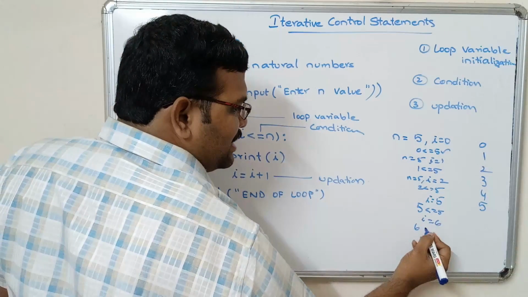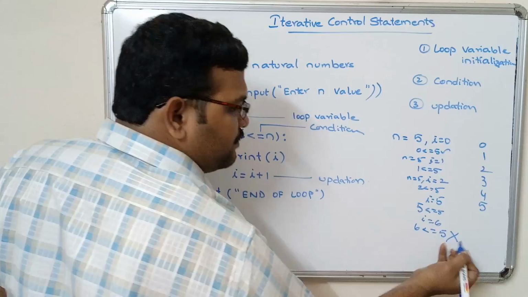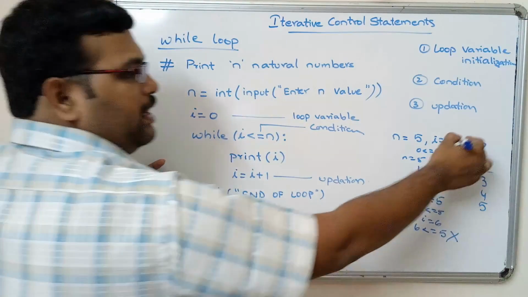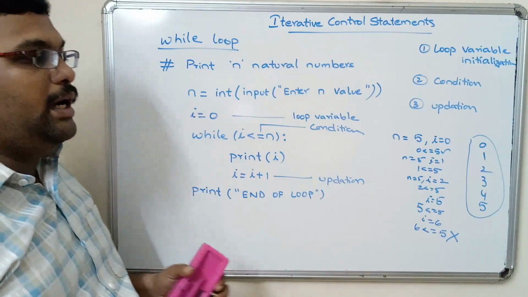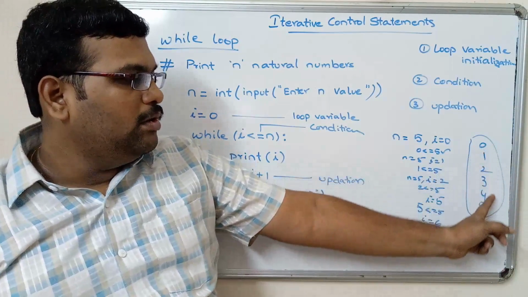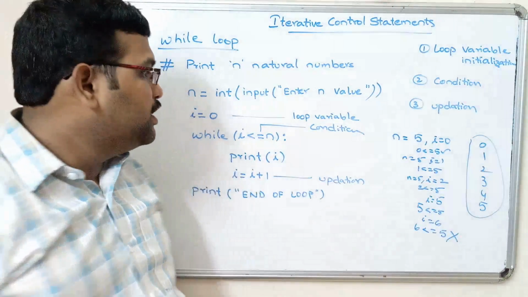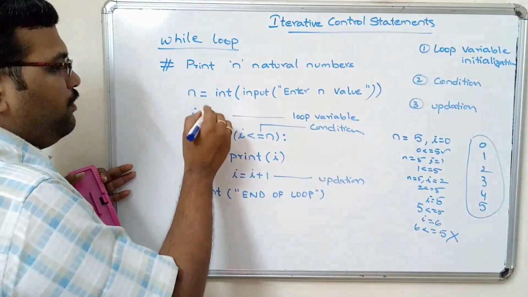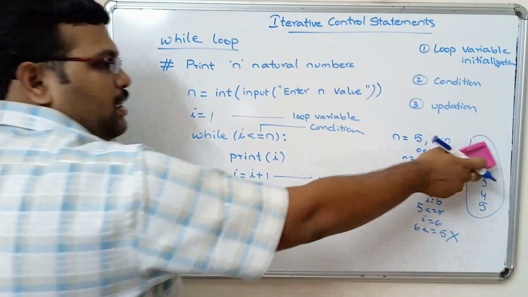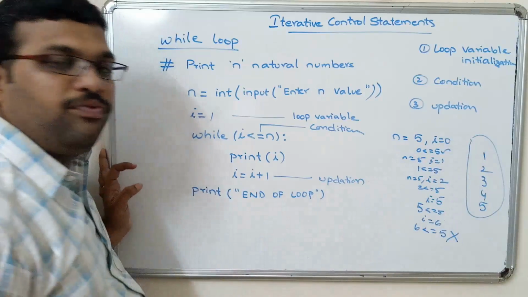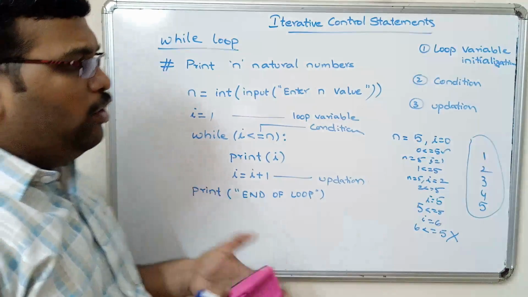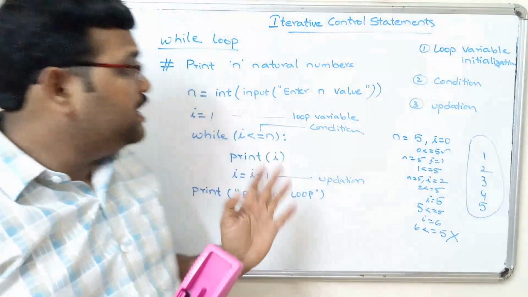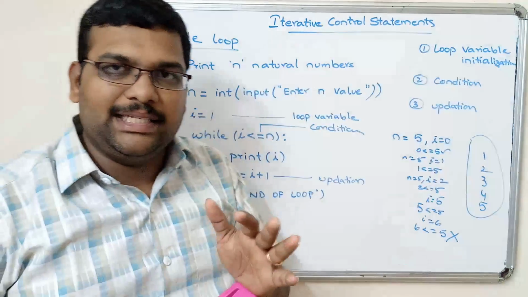So 6 less than or equal to 5, here the condition is false. So automatically the result will be 0 to n. Right? Starting from 0: 0, 1, 2, 3, 4 and 5. So if you initialize this 0 with 1, the display will be from 1 to 5. So hope you understood this simple thing. So in this while loop we have to follow all these three things.